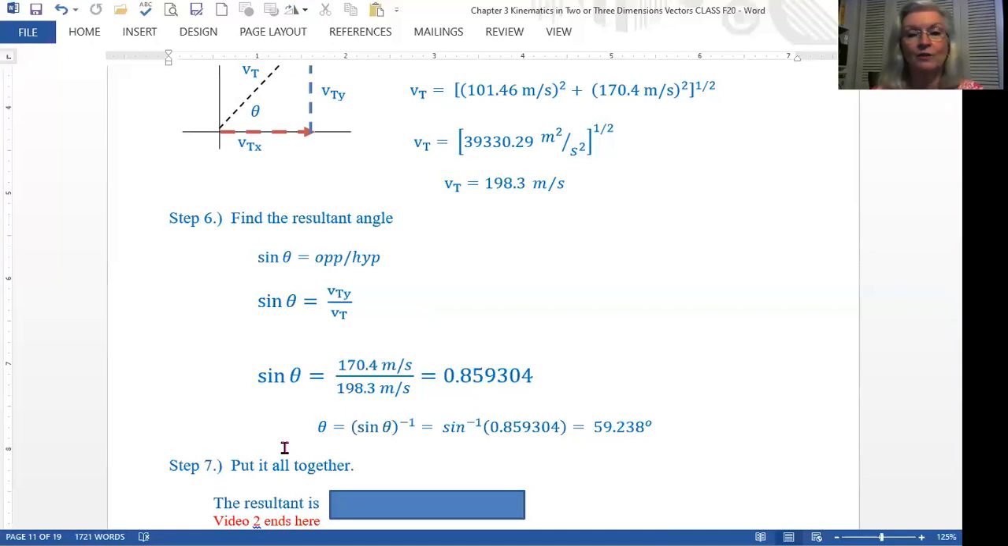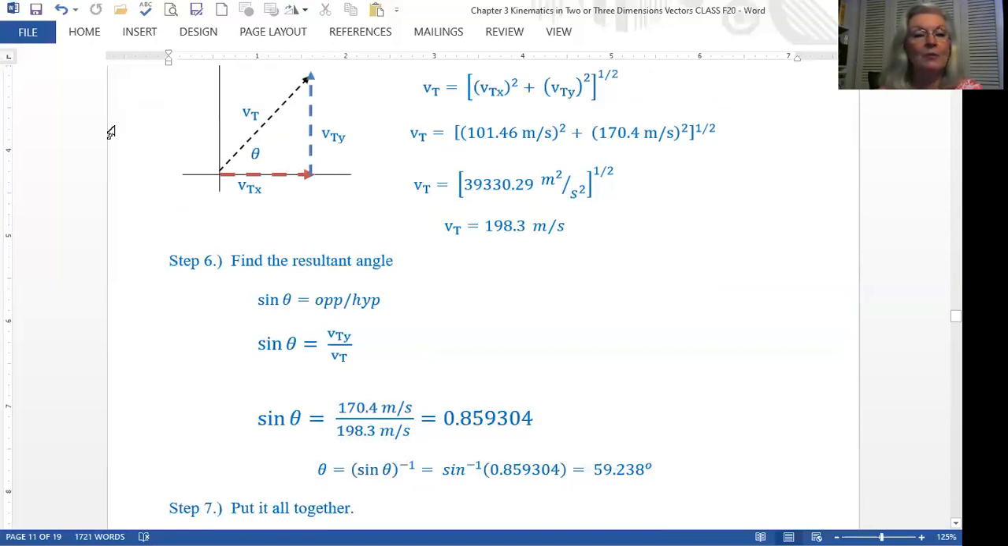So to remind you, you would have to first punch in either second function or INV for inverse. Then punch the sine button. Then punch in 0.859304 and then hit enter. If you can't do this, then ask me for help. I will be glad to show you on your calculator. But you need to be able to take the value for sine and come up with the actual angle. So we're almost there, 59.238.